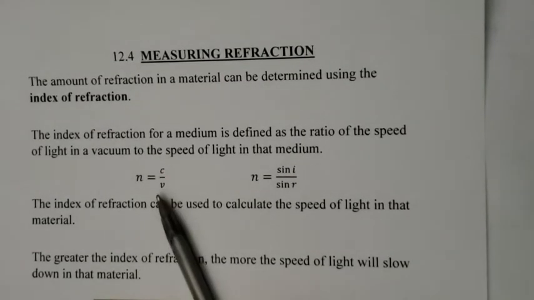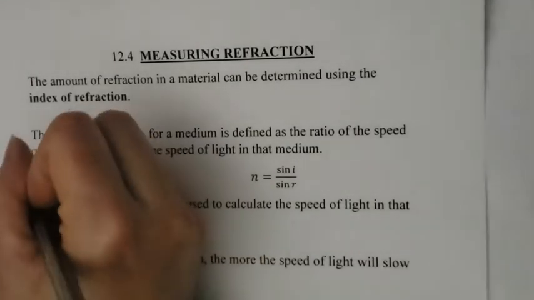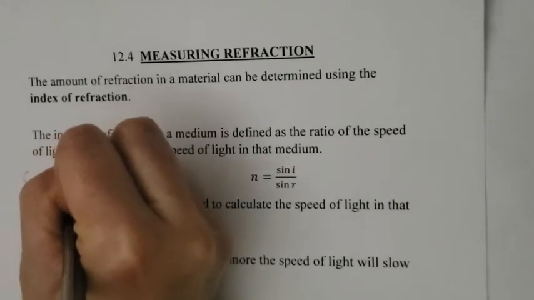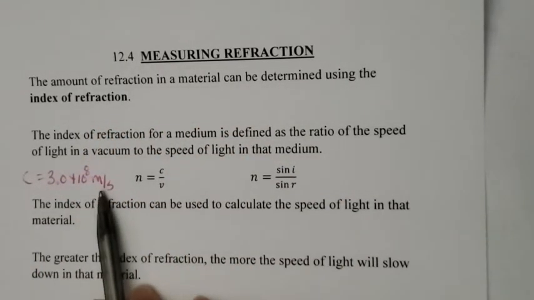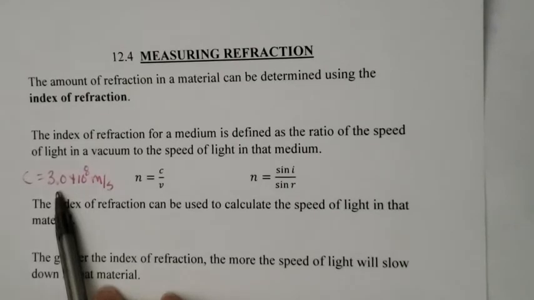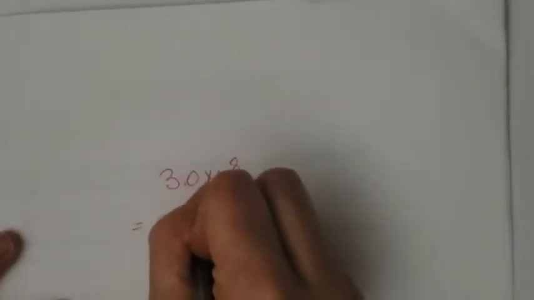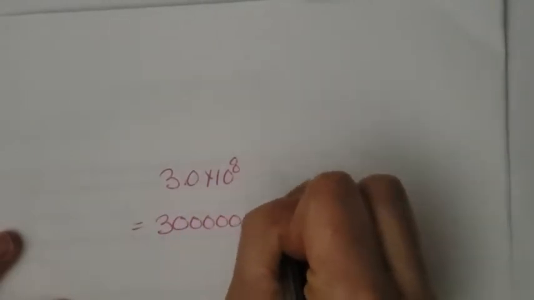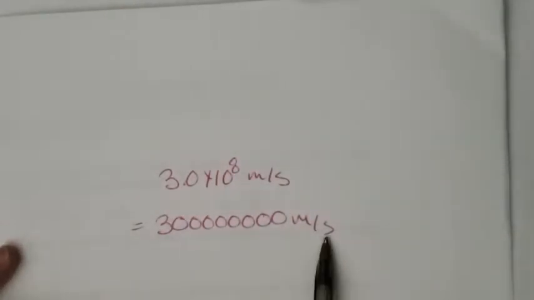So the formula is really simple. n is equal to c over v. c is the speed of light, and the speed of light is 3.0 times 10 to the 8 meters per second. That's something called scientific notation. What the times 10 to the 8 means is that there are 8 zeros after the 3. So if I write down 3.0 times 10 to the 8, that's the same thing as writing 3 and then 1, 2, 3, 4, 5, 6, 7, 8 zeros, meters per second. We use scientific notation just because it's quicker than counting out all those zeros each time.